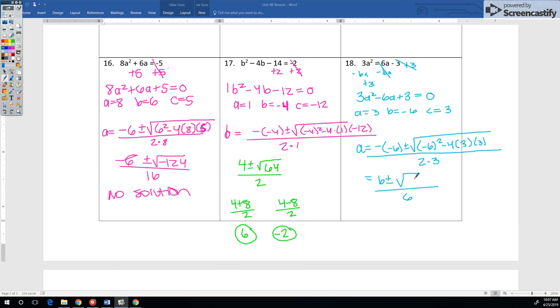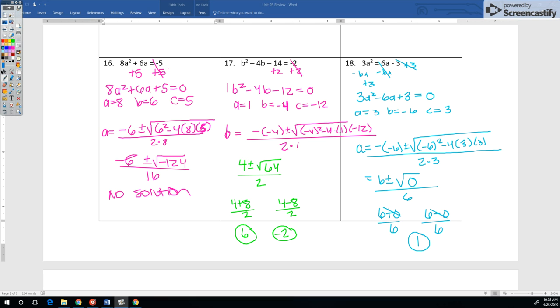The fun thing about getting 0 when you have a discriminant of 0 is that you're only going to get one solution, because the square root of 0 is 0, and 6 plus 0 and 6 minus 0 are the same number. Adding 0 and subtracting 0 doesn't do anything. So 6 divided by 6 is 1. We only have one solution.